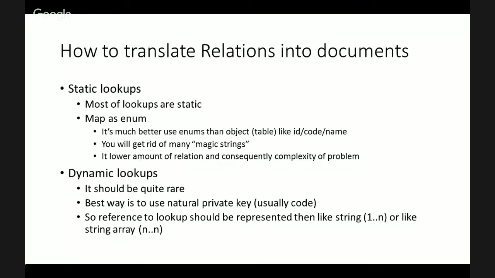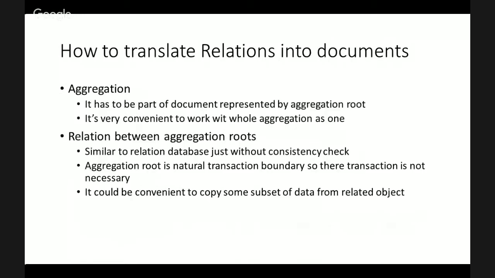Dynamic lookups. I think the best way to store them is based on a natural primary key. Usually, every lookup has some kind of code, and you can store this code. If you need this relation, you will have the lookup in a collection, because in document databases it's not tables, it's collections. In the document you will store as a string some kind of primary key. A natural primary key is really perfect for it. And if you have a one-to-N or N-to-N relationship, you can use an array. It's even simpler.